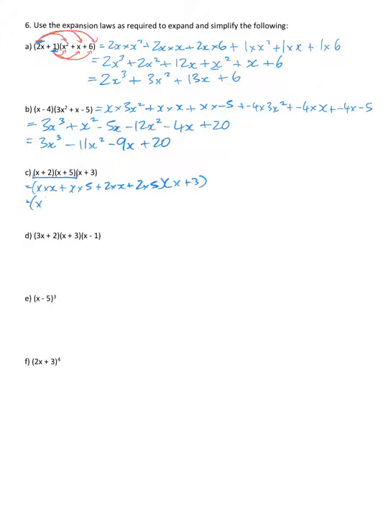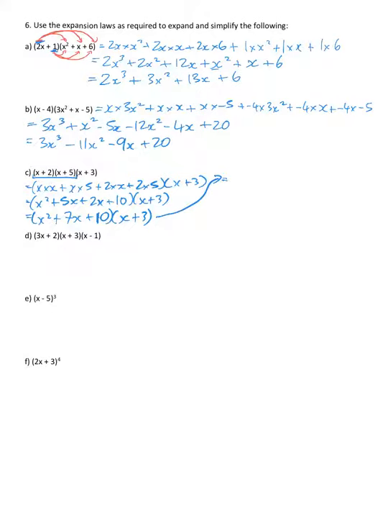X times by x is x squared, plus 5 times by x is 5x. 2 times by x is 2x. 2 times 5 is 10, and then the x plus 3 is still on the end. Collect like terms in the left-hand brackets: x squared, 5x plus 2x is 7x, plus 10, times x plus 3. Now we have 3 terms in the left-hand side set of brackets, times by the x plus 3 on the outside. So the working out is going to go over here.